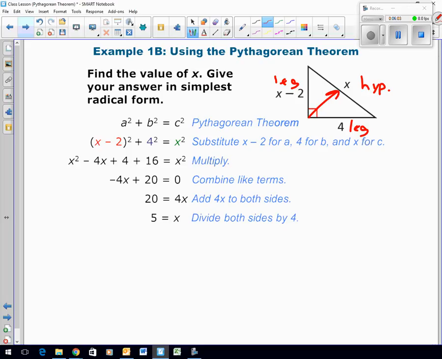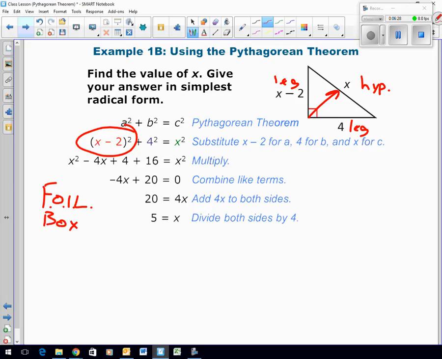Whenever I've got a binomial, x minus 2 squared. Okay? Guys, you learned this. Again, it didn't matter who taught you last year. You learned this one of two ways. You either learned the FOIL method, first, outside, inside, last, or you learned the box method.